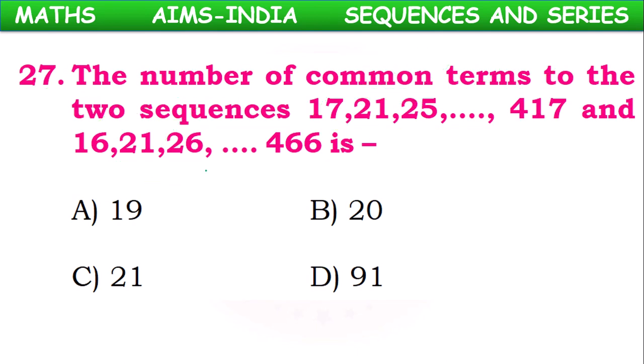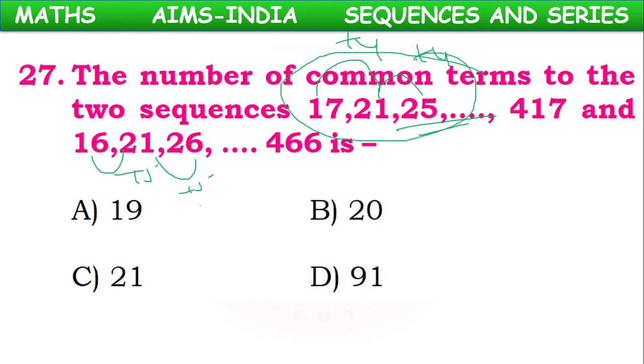If you observe here, 17 plus 4 is 21, 21 plus 4 is 25. We are adding plus 4 here. But here 16 plus 5 is 21, 21 plus 5 is 26. Here plus 4 is added for every term, and here plus 5 is added to form the next term. Means the first common term is 21. After that, which term will be common?